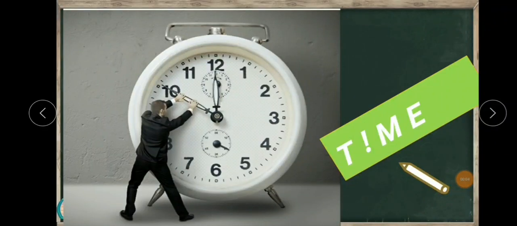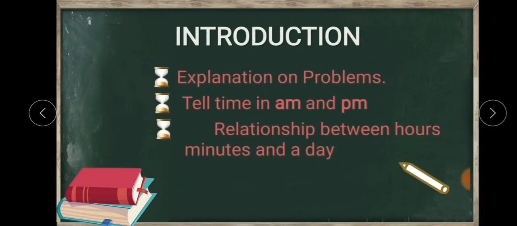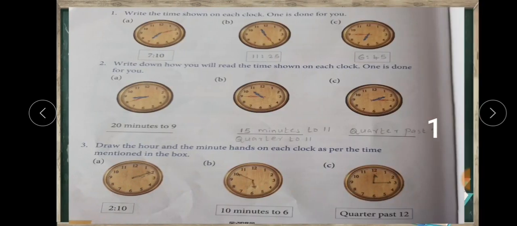In previous class, we discussed time, the definition of time, hands on a clock, how to read time, etc. And today we are moving to explanation on problems, telling time in AM and PM, and the relationship between hours, minutes, and a day. The first topic, explanation on problems.